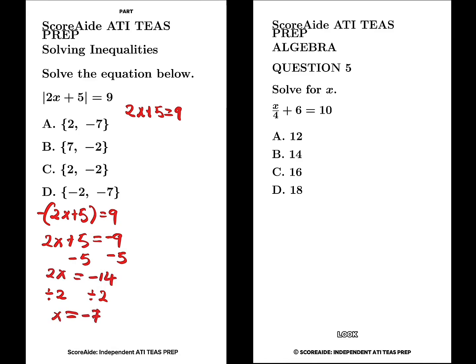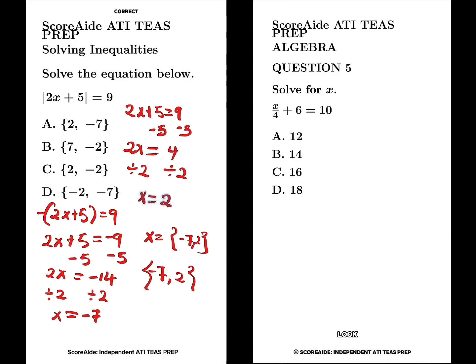In this second part of the equation, we are going to subtract -5 on both sides. And we are going to be left with 2x is equal to 4. We divide both sides by 2. And in this case, x is just going to be equal to 2. So the value of x is equal to what? -7, comma 2. So -7, comma 2. The correct answer is going to be A, right?